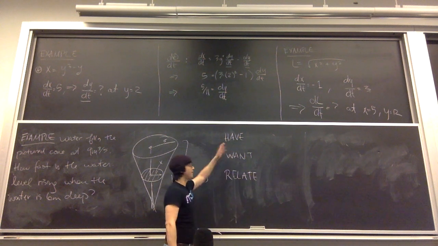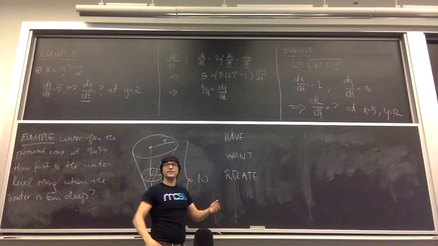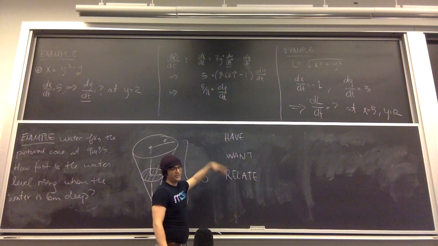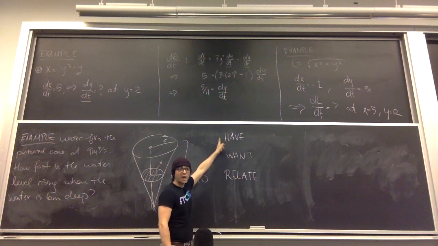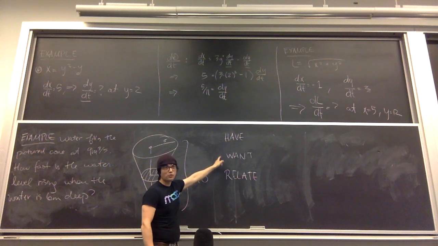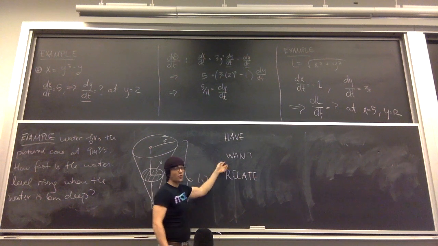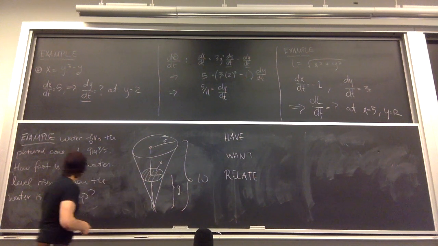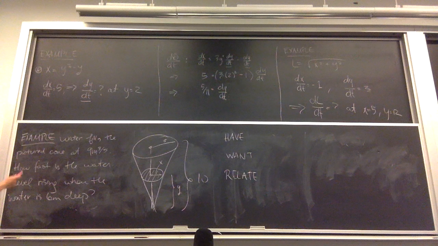Okay, so basically, your book gives you like 9 steps. I think there's really these 3 steps. You need to identify what values you have, you need to identify what value you want, and you need to figure out how your haves and wants are related. You have to relate the rates. Okay, so let's see what kind of stuff that we have.